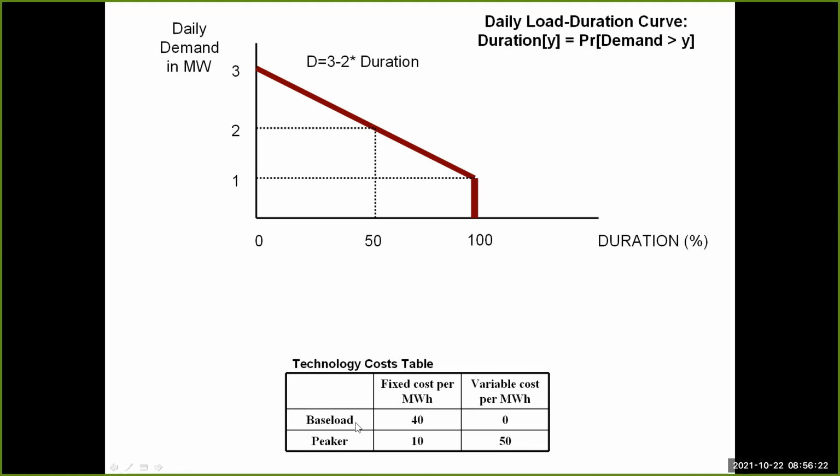Okay, we have here two different types of plants, a baseload one and a peaker. The baseload has high fixed cost with low variable cost. And notice that I calculate the cost per megawatt hour.